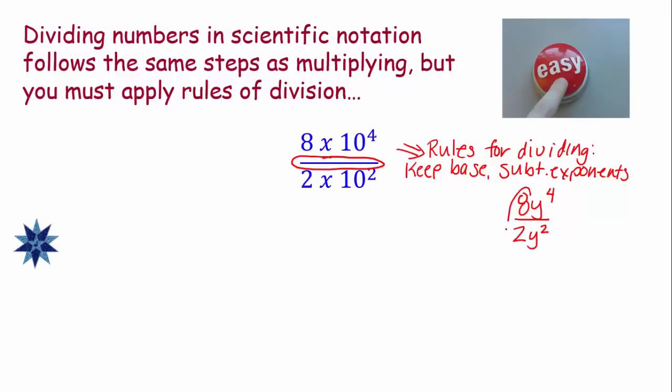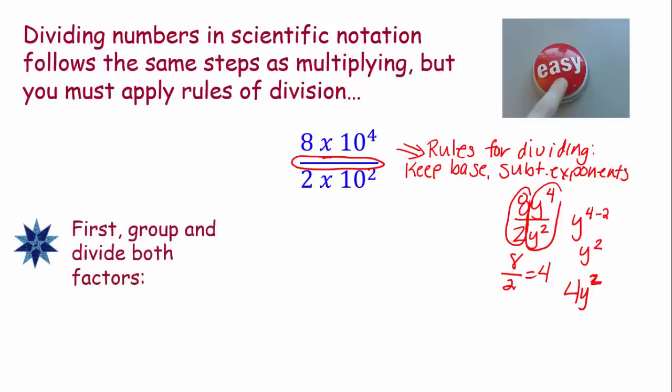So I'm going to take a look at my coefficients of 8 and 2. So 8 divided by 2 is equal to 4. Then I'm going to take a look at my y to the 4th and my y squared. So this is y to the 4 minus 2, which is y squared. So I'm going to put it all together and I end up with 4 times y squared.